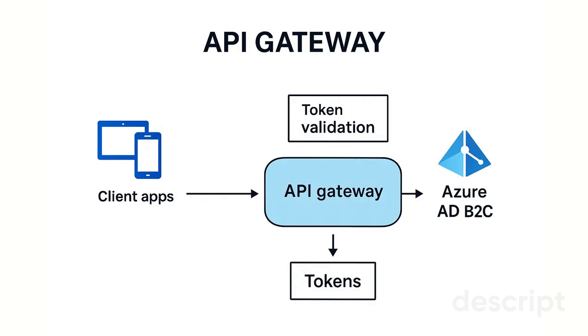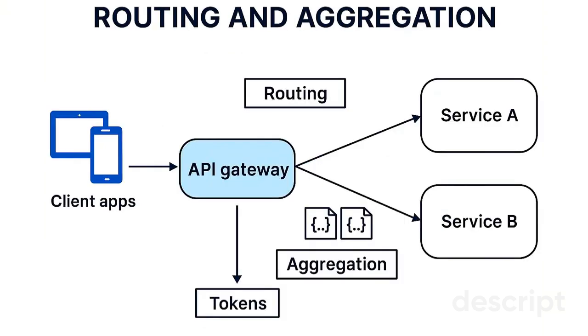Now that we've set up a secure entry, let's focus on the API gateway itself. Roger, what makes the API gateway the heart of this architecture, and how does it manage traffic between clients and backend services? The API gateway is like an air traffic controller. It validates tokens, applies rate limiting, and routes each request to the correct backend microservice.